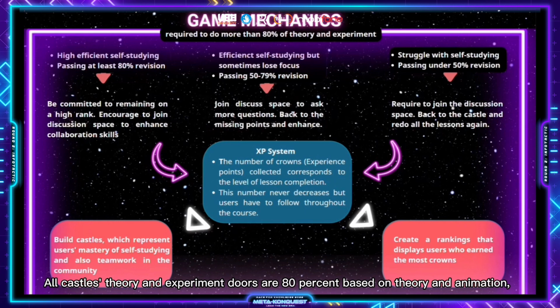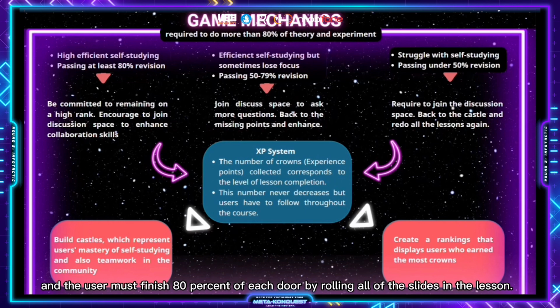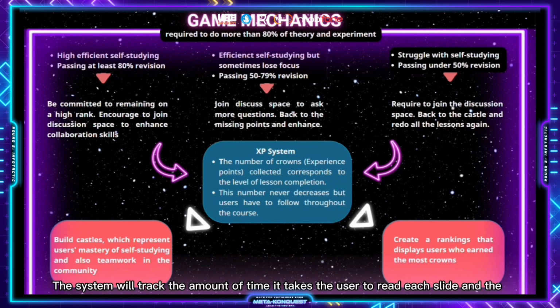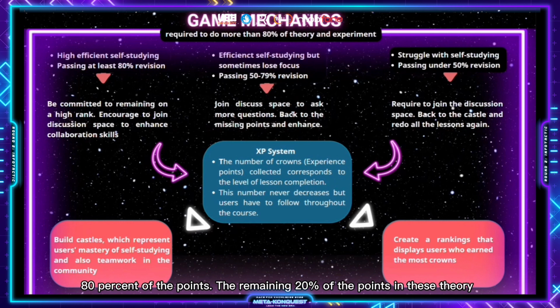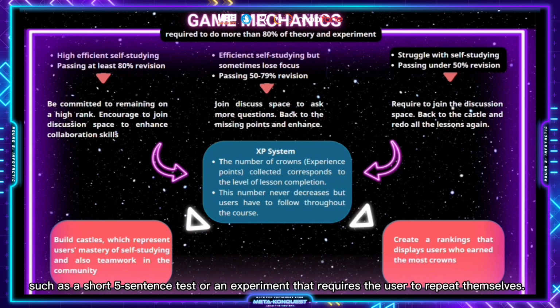In all castles, the theory and experiment doors are 80% based on theory and animation, and the user must finish 80% of each door by rolling through all of the slides in the lesson. The system will track the amount of time it takes the user to read each slide and the number of clicks it takes to switch slides to determine whether the user has earned 80% of the points. The remaining 20% of the points in the theory and experiment doors will be customized based on the lesson, such as a short 5-sentence test or an experiment that requires the user to repeat themselves.